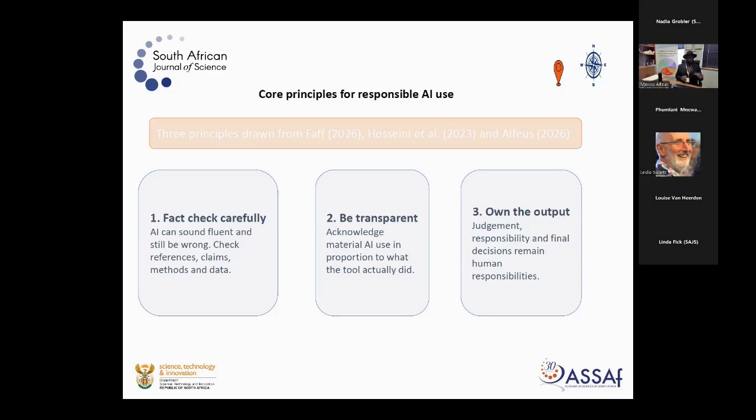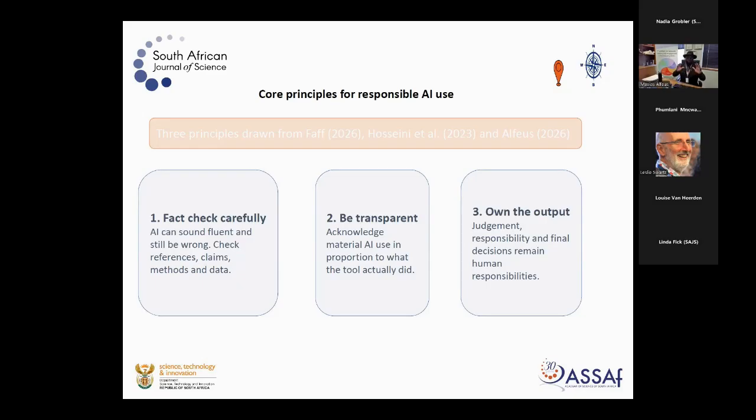There are quite a lot of principles, but I can just give you three of them. First of all, you have to fact check carefully. AI can sometimes sound very fluent. Everything looks so perfect, but it is still really wrong. Especially, we have hallucinated references and claims. Sometimes AI can bring a claim that sounds okay, but of course it's not okay.